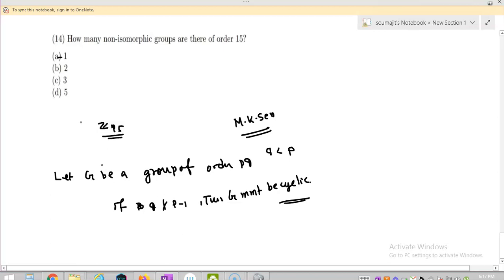Now I am splitting 15 as 3 into 5. You can see that 3 is less than 5 and 3 and 5 are prime. And 3 does not divide 5 minus 1. Hence I can say that any group of order 15 is cyclic. And there exists only one cyclic group of order 15, that is Z15. So up to isomorphism there exists only one group. So option A is our correct option.